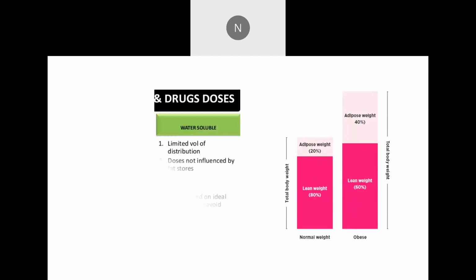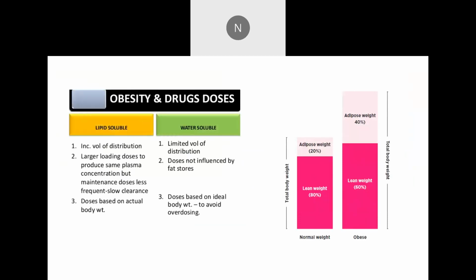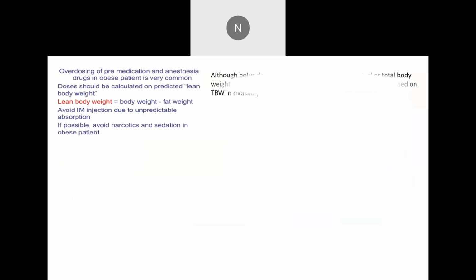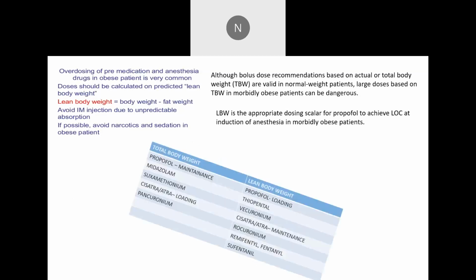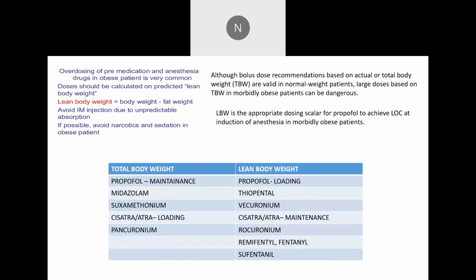And this is the distribution of fat and adipose tissue between a normal and obese patient, and how you dose the drugs. This is the guideline, and overdosing should be avoided. This shows actual total body weight, lean body mass, for the commonly used drugs. Propofol, for maintenance, you use total body weight. If you are going to give it as an intravenous infusion, TIVA, you use total body weight. For induction, you use only lean body weight. Midazolam, dexamethasone, atracurium, pancuronium are all given on total body weight basis. Whereas thiopentone, vecuronium, cisatracurium for maintenance, rocuronium, remifentanil are all given on lean body weight.